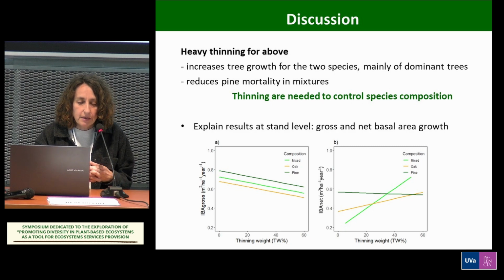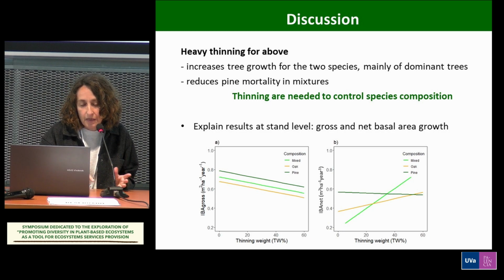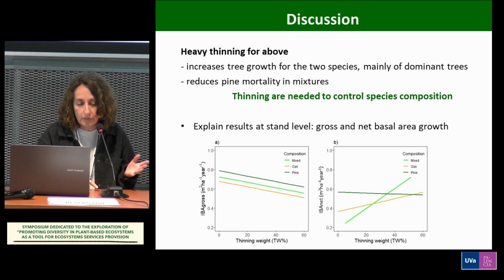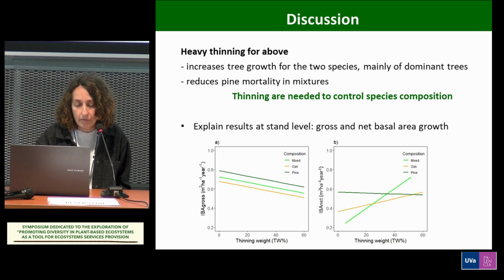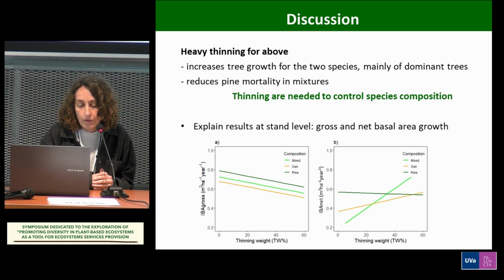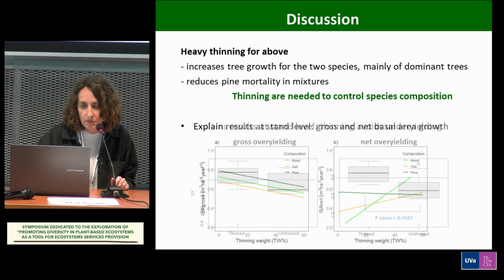And this explains the results we found with these plots at the stand level, that there is a loss of productivity when you thin. That is what we know from pure stands also. But if we analyze the net growth, you can see in the right figure, in the light green line that is the mixture, that there is an increase in the net growth. So we have some benefits when we thin the mixed stands, in this case of this mixture.